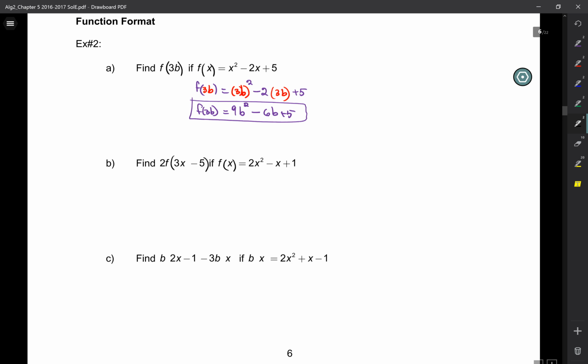So look at this one. I have 2 times f of 3x minus 5. Oh, sorry. So it's f of 3x minus 5. Oh, that does change it. Okay. Thank you. So then we have minus 5 out here.